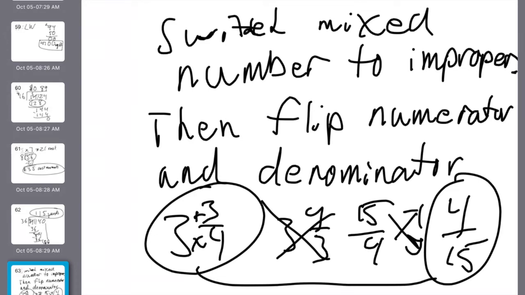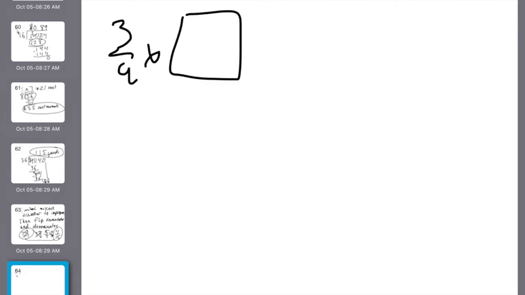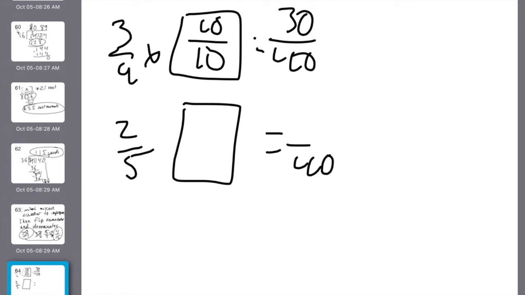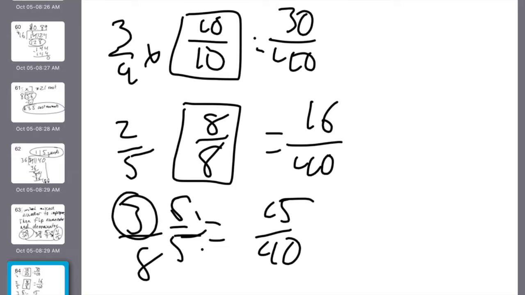Okay, number 12. Complete each equivalent fraction. So I had 3/4 times something gave me a 40, times 10 over 10 would give me 30 over 40. Next one, I had 2/5 times I don't know gave me something over 40. That would be multiplying by 8, which would give me a 16. The last one is going the other direction, which is I don't know over 8 equals 15 over 40. This is reducing, guys. You're dividing by 5 over 5. So divide by 5 and you get a 3.